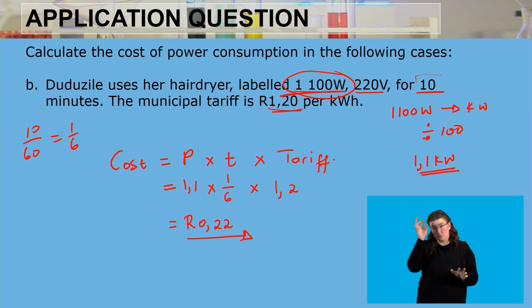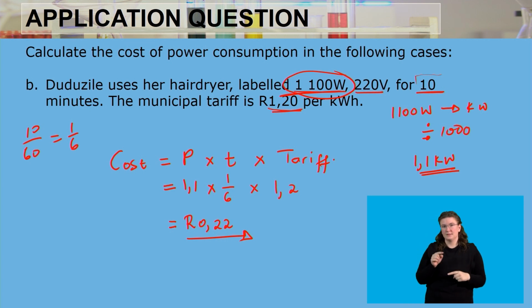So remember that your watts must always be converted into kilowatts. And if you are given, in this case, the 1,100 watts, it must be divided by 1,000. Dividing this 1,100 by 1,000, we are going to be getting 1,1 kilowatts.